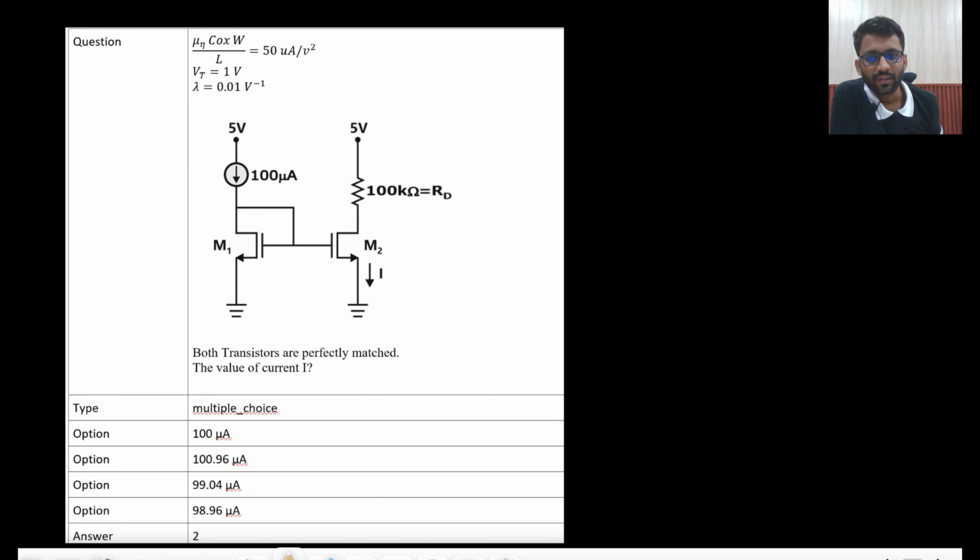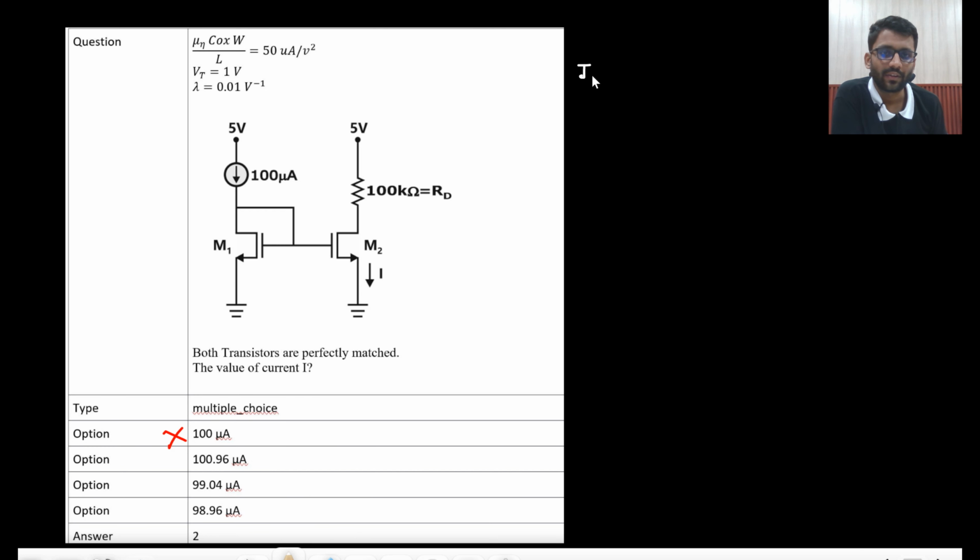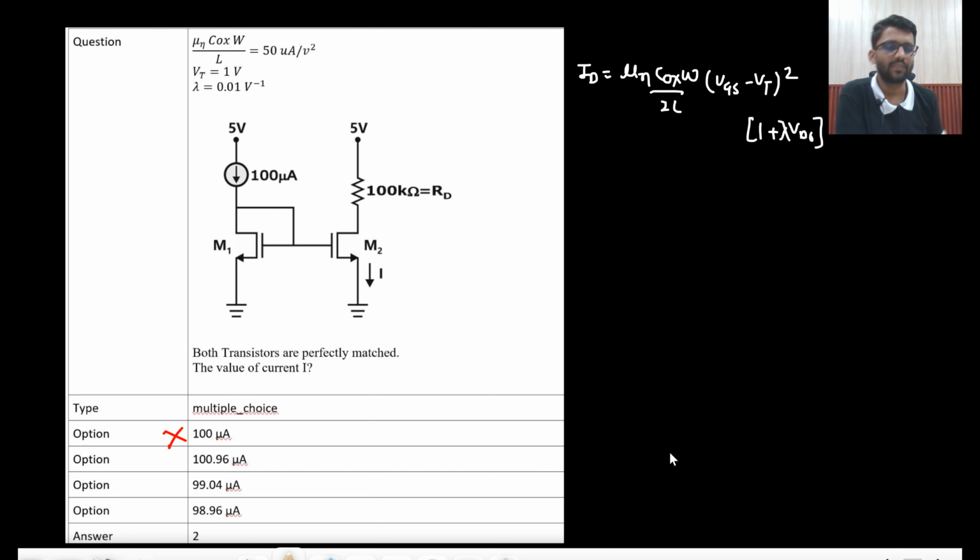That would be 100 microampere. 100 microampere. No. Why? Because there is channel length modulation. If there is channel length modulation, what will be your current equation? The current equation would be mu n cox W by 2L, VGS minus VT whole square, into 1 plus lambda VDS. This would be your current equation, right?